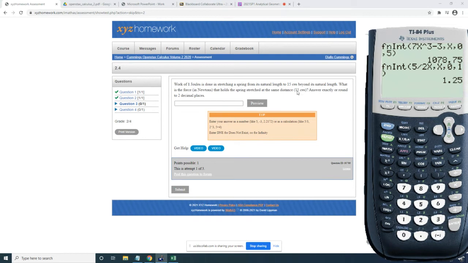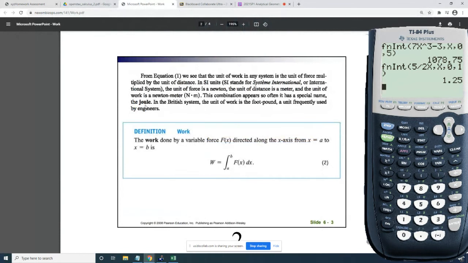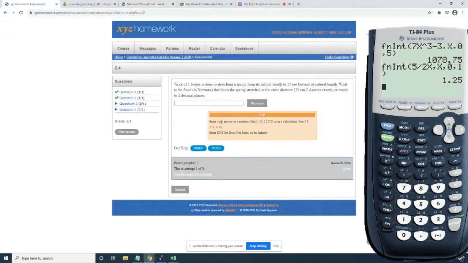We have our limits of integration. As you'll see in the video, notice that this is in centimeters. Keep in mind from the unit of measurement, a joule is measured in Newton meters. So that centimeter must be converted to meters. And you'll see that in this first video example.